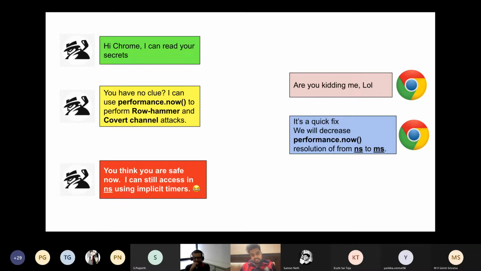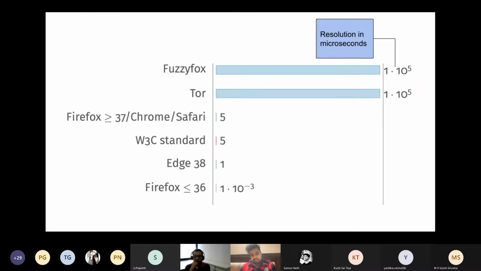But then, what the paper suggests is that the browser is still not safe. Still, using some other channels, these high resolution timers can be built in JavaScript and used to do attacks. So this is what the paper is basically trying to do: build high resolution timers which can be used to get the time in nanoseconds for the attacks.